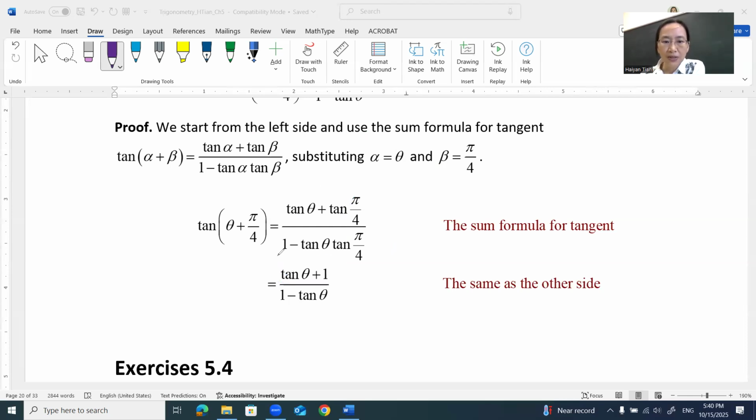The denominator becomes 1 minus tangent theta, because this is 1, keep in mind. 1 times tangent theta is still tangent theta. So we started from the left, arrived at the right-hand side, and verified this identity.